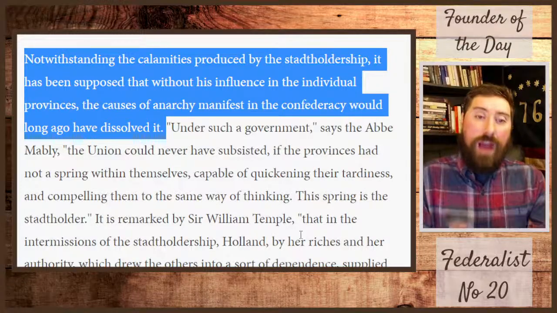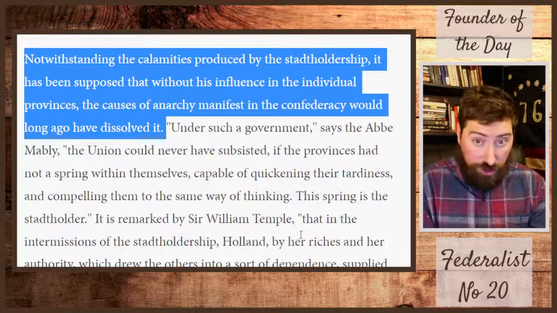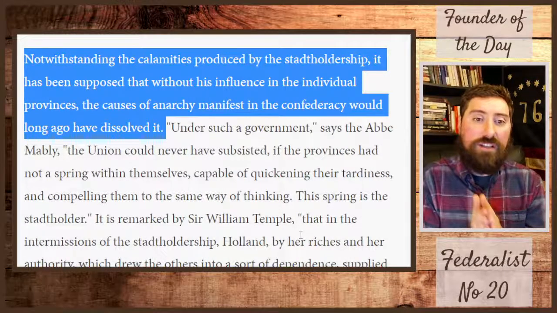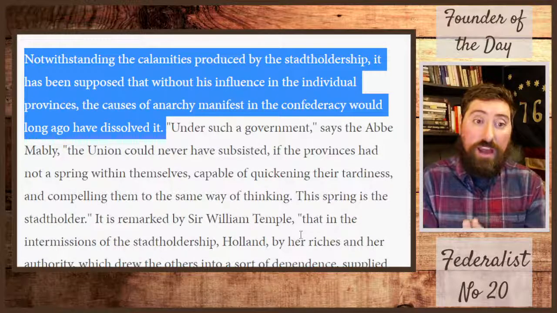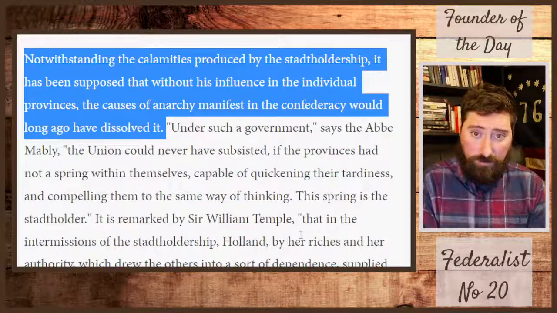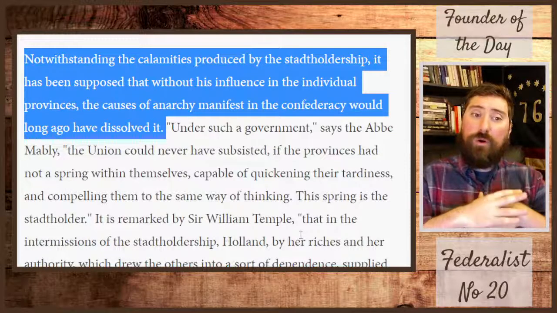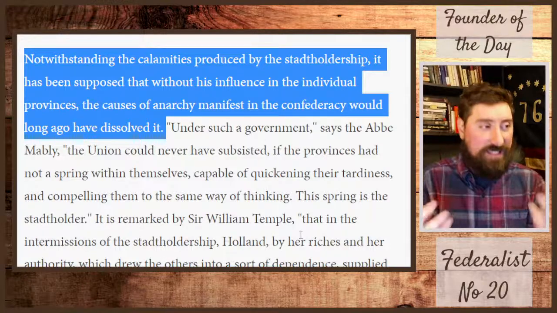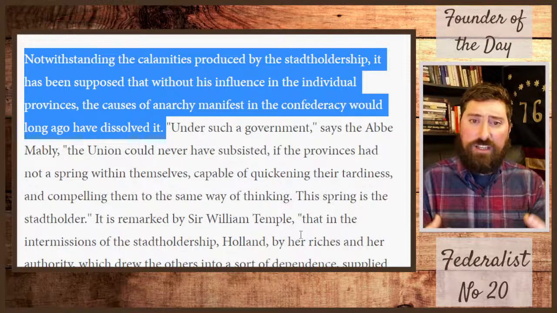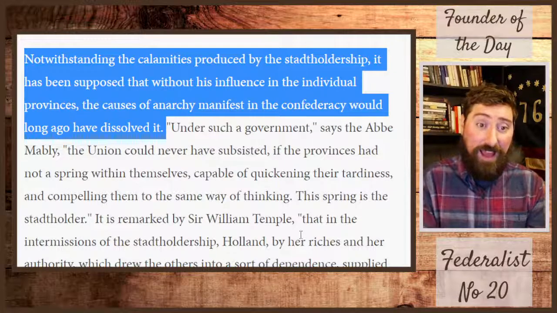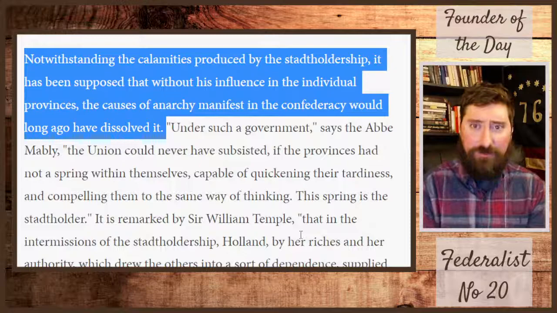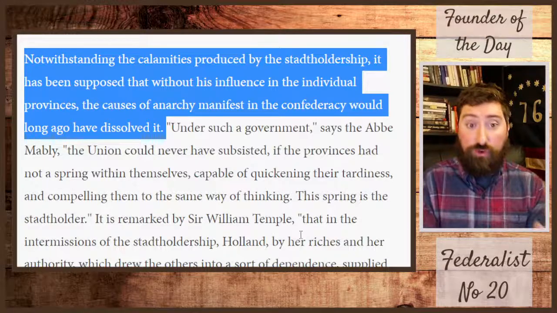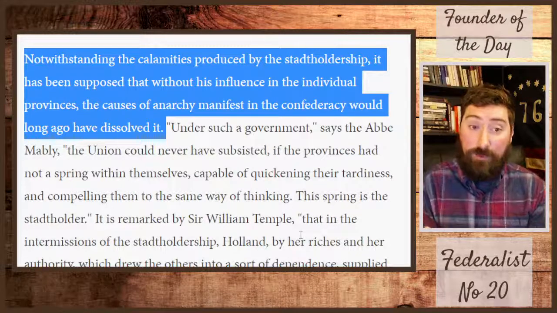Okay. "Notwithstanding the calamities produced by the stadtholdership, it has been supposed that without his influence in the individual provinces, the causes of anarchy manifest in the Confederacy would long ago have dissolved it." So, okay, he's saying that the stadtholder, the prince that we were discussing before, doesn't hold power, like he's not powerful enough, apparently. And because he's a weak executive, he cannot control the anarchy within the separate provinces.